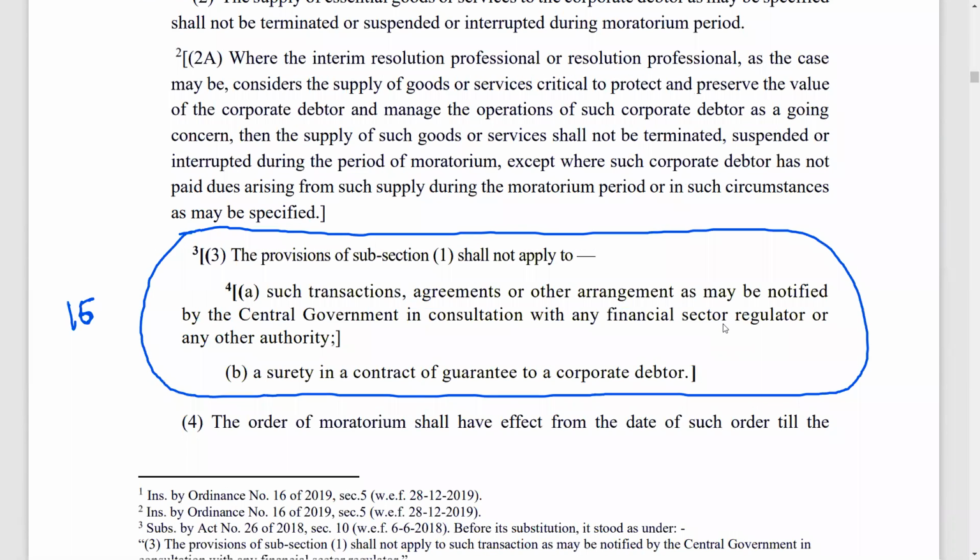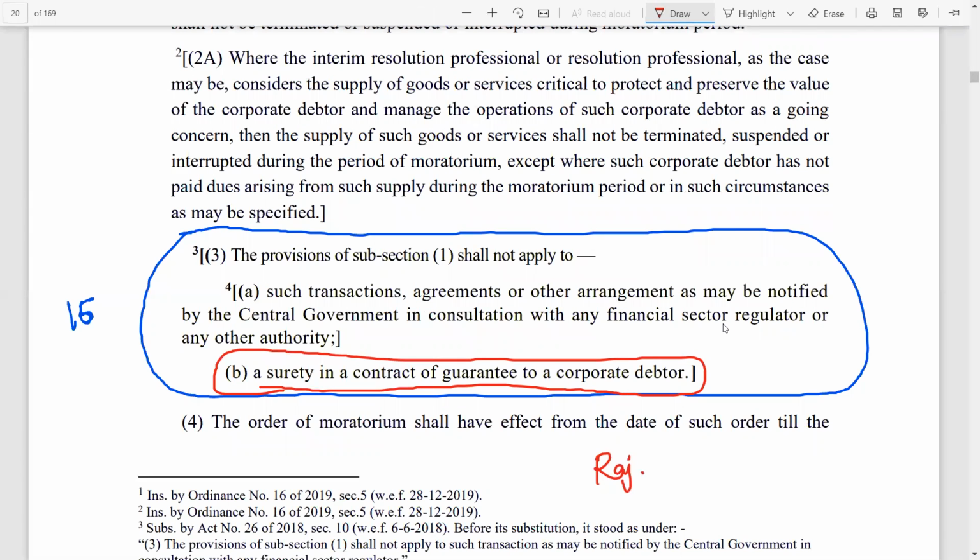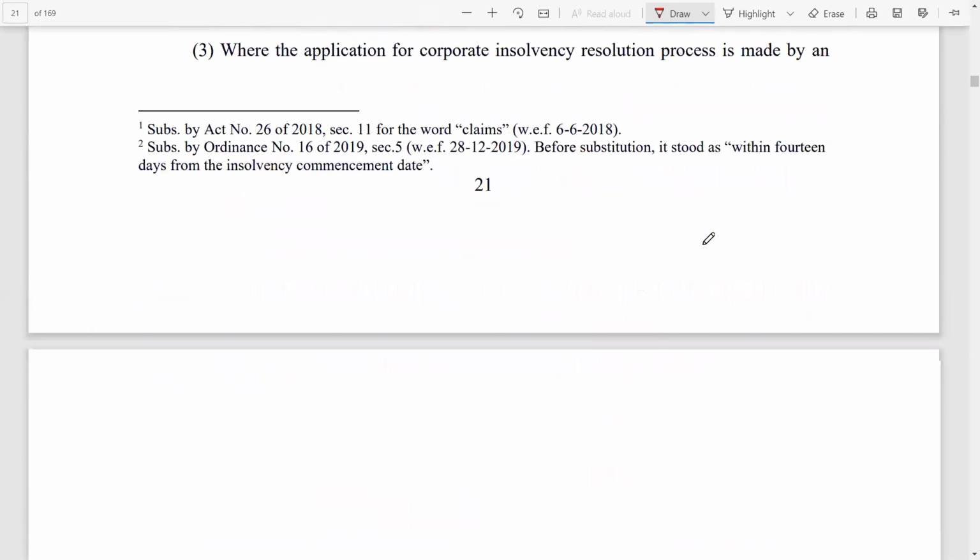Now, the moratorium period is applicable on the corporate debtor, but not on the personal guarantor to the corporate debtor. So if the moratorium has been set on Raj Industries Limited, Raj cannot say that ICICI Bank, you cannot proceed against me because I was a guarantor to this corporate debtor to whom the moratorium is applicable. ICICI Bank can proceed against the personal guarantor to the corporate debtor even if the corporate debtor is under the moratorium period. So this is the 16th point which I want you all to remember.